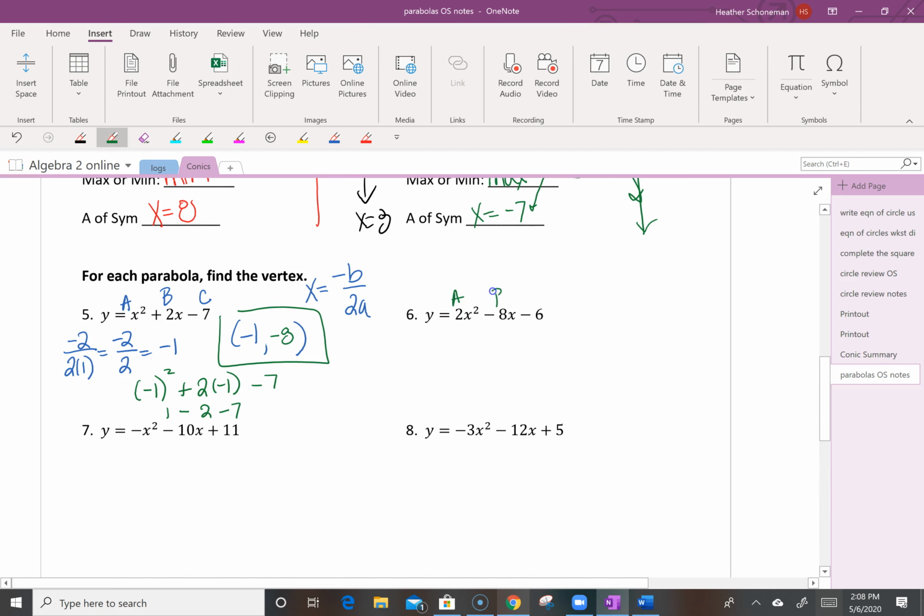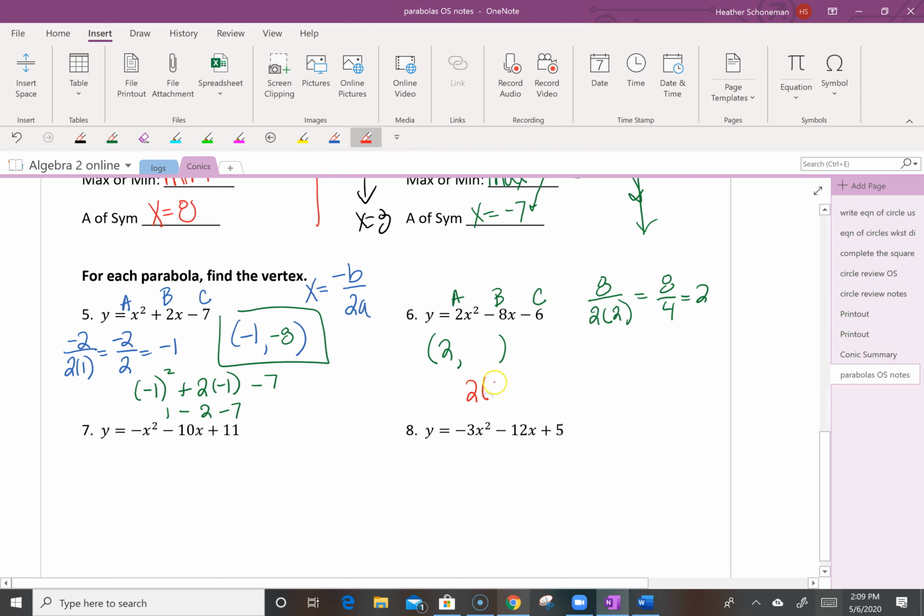Okay, let's try it again on number 6. This is your A, this is your B, this is your C. So the x-coordinate is the opposite of B, which would be positive 8, over 2 times A, which is 2. So that's 8 over 4, which simplifies to 2. So your vertex is going to be 2, comma, and now to figure out the y, we're going to take this 2 and plug it back in.